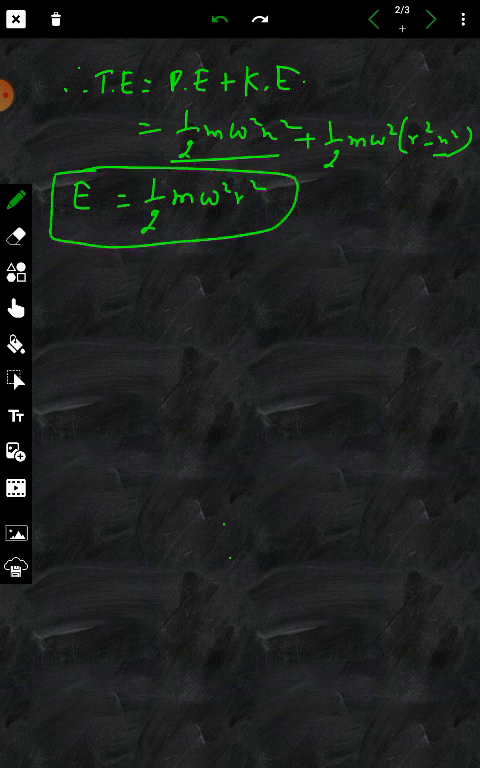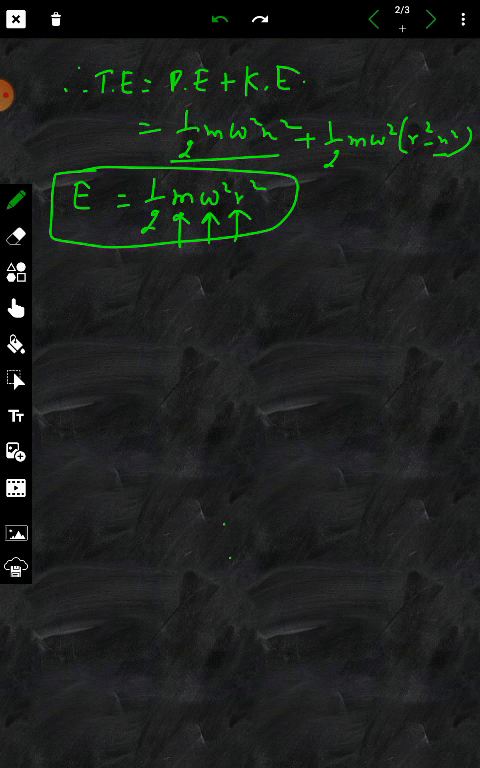And we see on what terms this total energy depends: mass, which is constant, the mass of the object is constant, its angular velocity, which is also constant, and the amplitude, which is also constant. So that means the total energy of a simple harmonic oscillator always remains constant at any point of time, or we can say at any displacement. So this is about potential energy, kinetic energy, and the total energy of a simple harmonic oscillator.